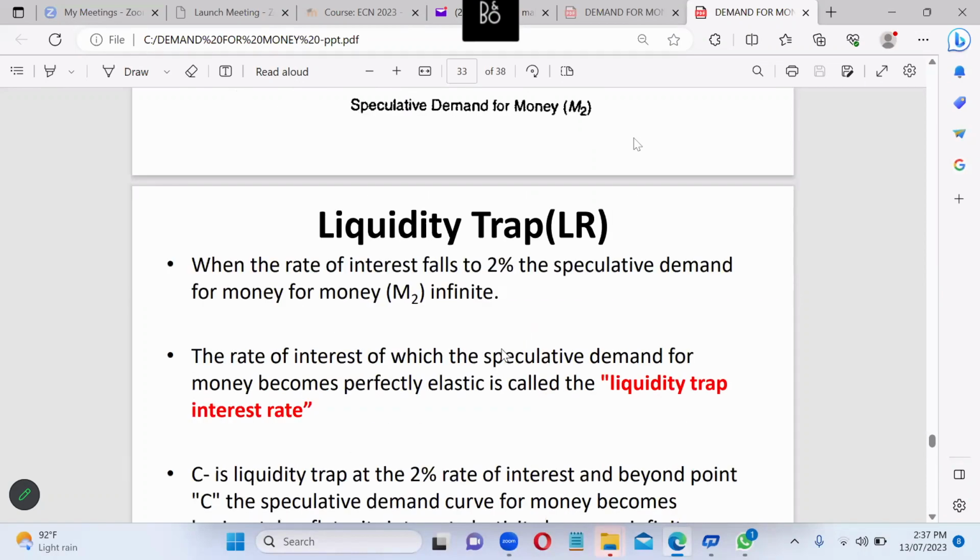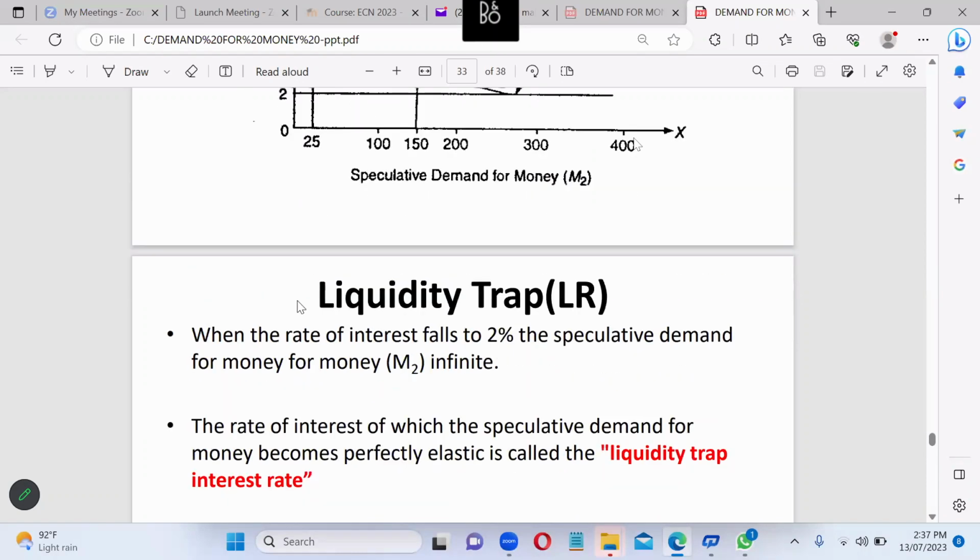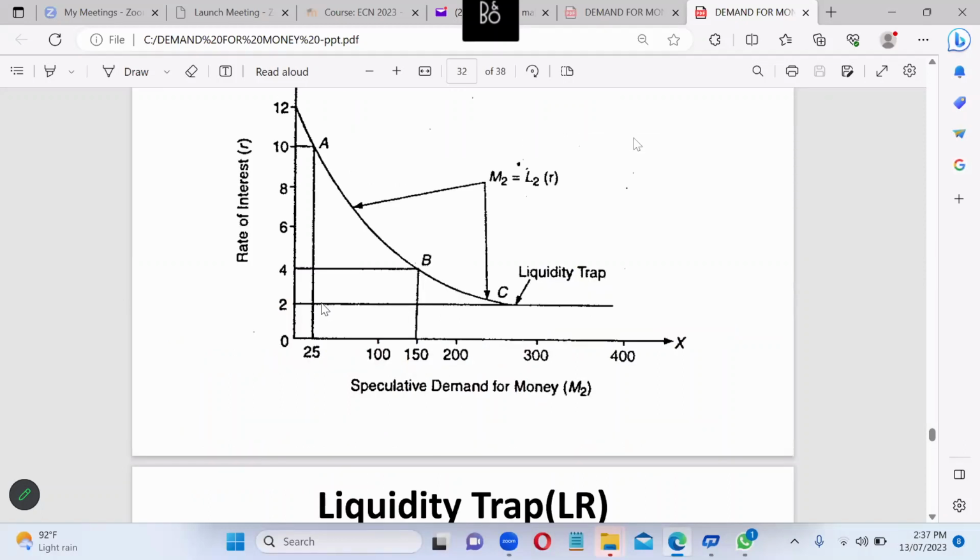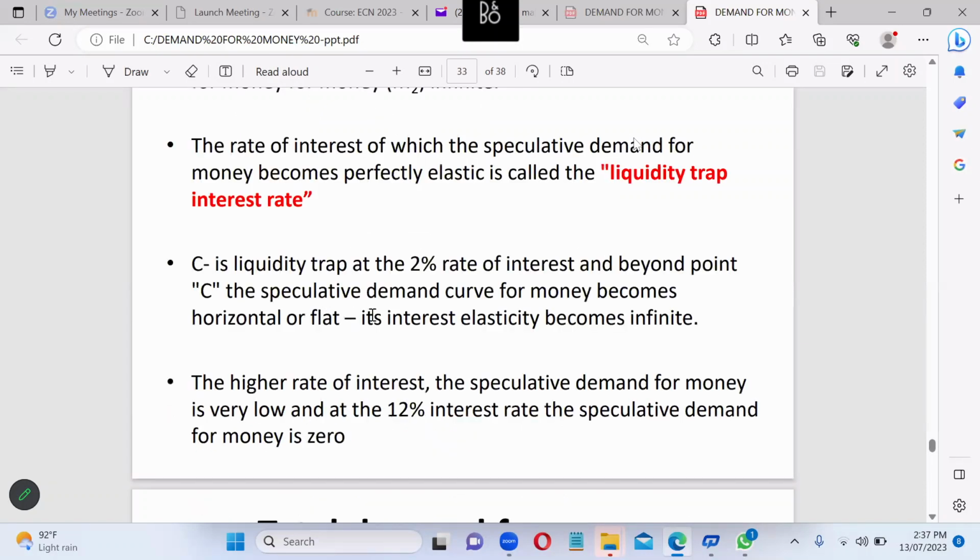Liquidity trap means once you reach the low interest rate point, we do not invest the money. We hold the money for long days. So liquidity trap means the liquidity of currency cash is held in our hand. Beyond point C, the speculative demand curve for money becomes a horizontal or flat line. Its interest elasticity becomes infinity.